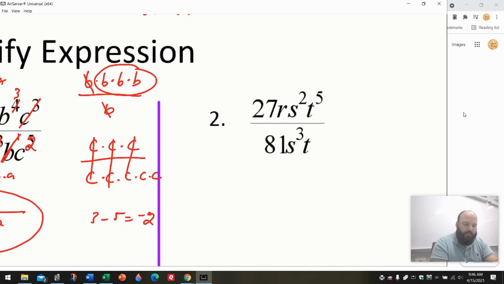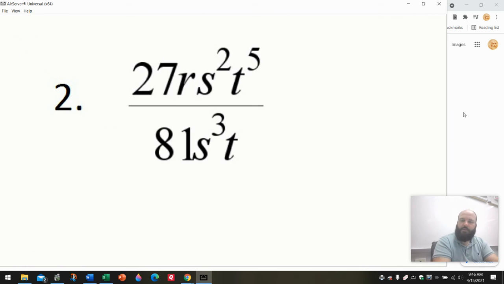Now we're going to try another one just like this. This one is just like the last one. It's all multiplication across the top and all multiplication across the bottom, which means we can just cross things out or simplify things. We have a 27 and then an 81. Now, if you can figure out what the biggest number is that would go into those, you would actually see that I thought maybe it would be 9, but if you divide both of those by 9, you'll be left with a fraction that still can be reduced.